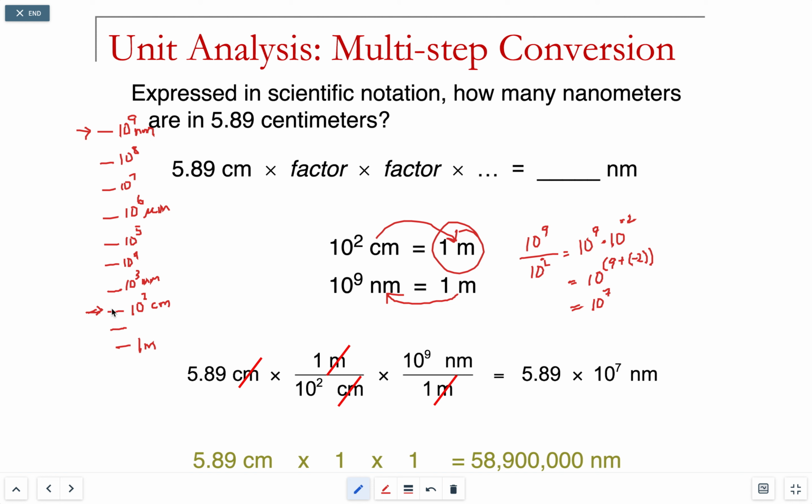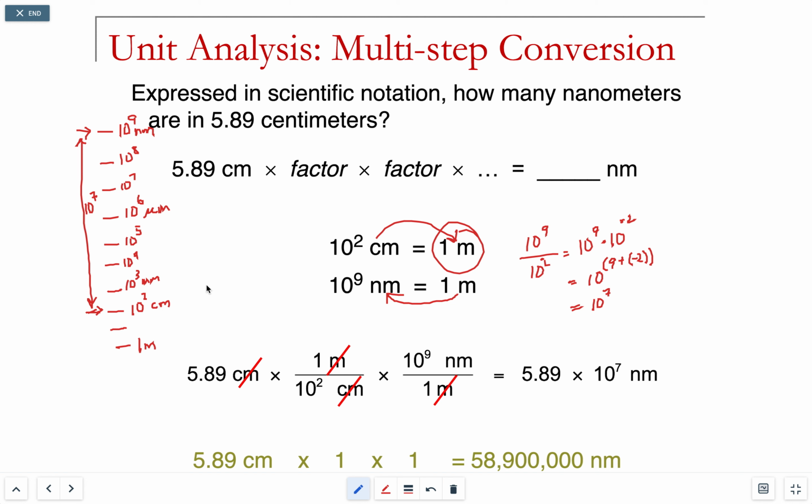As we go from centimeters to nanometers, this is 10, 10 to the 2nd power, 10 to the 3rd, 10 to the 4th, 10 to the 5th, 10 to the 6th, 10 to the 7th. So the difference here is a factor of 10 to the 7th. So you could have done this sort of graphically in your head, going straight from centimeters to nanometers.